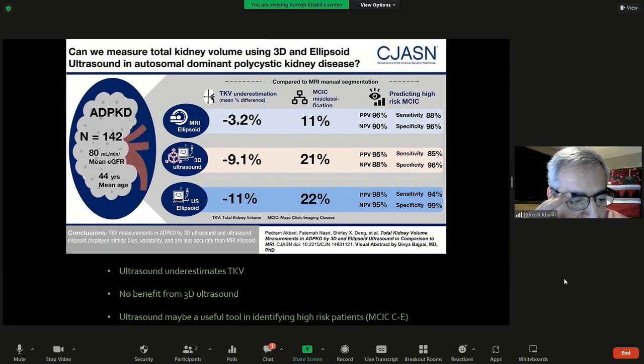The important thing is that because ultrasound underestimates total kidney volume, when ultrasound says a kidney is really big, it tends to be really big. And so it may be a useful tool in identifying high-risk patients. So we're kind of looking forward now to seeing if we can use ultrasound in separating patients who have typical from atypical disease and potentially using it as a tool instead of MR or in conjunction with MR in terms of separating patients with high-risk disease.